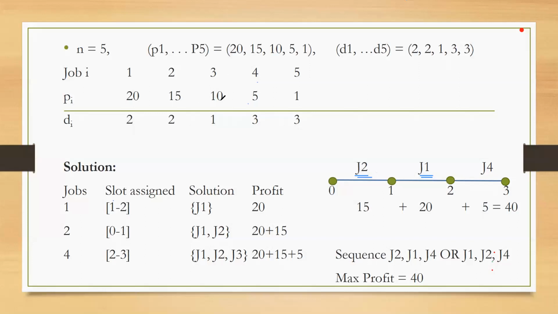So the next highest is 10. What is the deadline of 10? It is 1. It means that it has to be done within 1 unit of time, within 0 to 1. So check it. 0 to 1 is already allocated. So it means that you cannot do this job. You cannot process this job in 1 unit of time because it is already allocated by some other job with the highest profit. You have to reject that job.